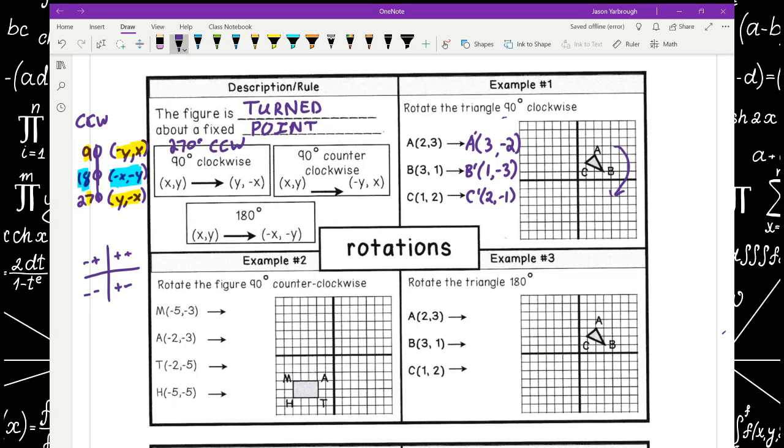Now to graph those points, we go right 3, down 2, here's A prime, right 1, down 3, B prime, and then right 2, down 1, C prime. There's our dot, our figure.